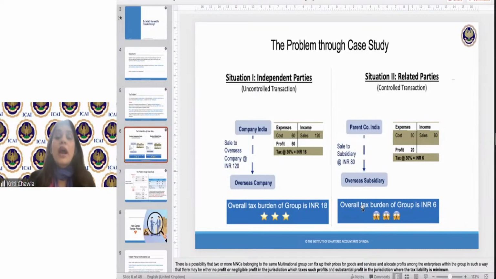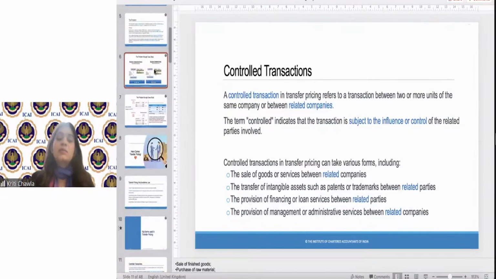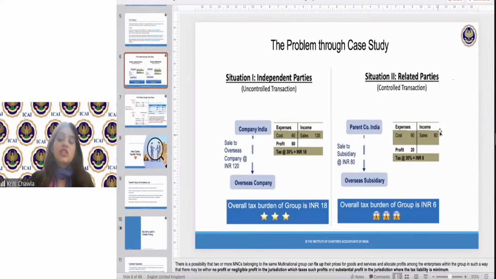The point is, why do we call it a controlled transaction? Well, we call it a controlled transaction because this particular transaction is subject to the influence or control of the related parties. They're able to control the price at which they are transacting, 80 rupees instead of 120 rupees. Hence, we call it a controlled transaction because the price at which they are transacting is controlled by the parties, or by the relationship that exists between them. So if it is a related party transaction, we call it a controlled transaction in transfer pricing.